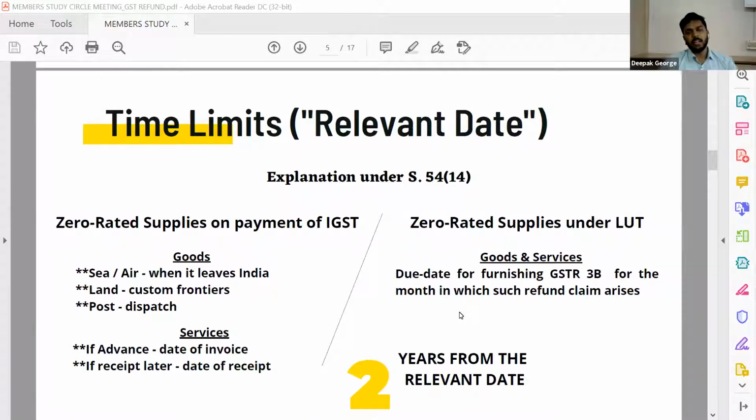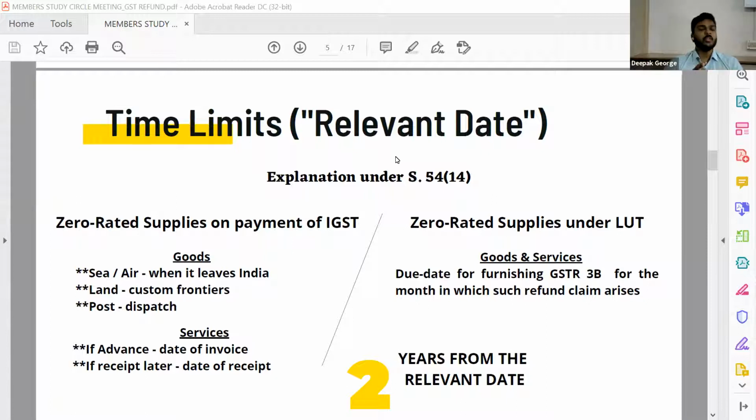Another concept given under section 54, subsection 14 is about the relevant date. Now, this is again a reason why many refund applications get rejected, because the taxpayers are not aware of what the relevant date is, or what the due date is within which I should file a refund application. So specifically with respect to zero rated supplies, I have divided into goods and services, because for zero rated supplies of goods and services, it is different. The time limits are different.